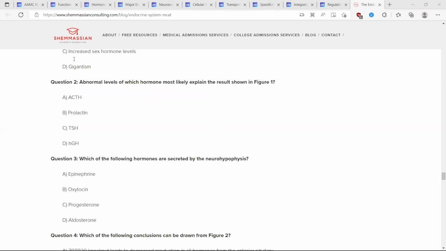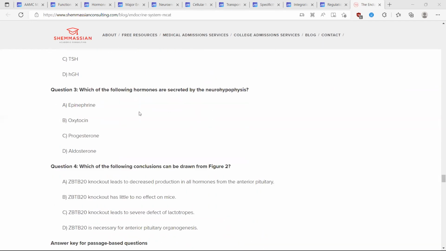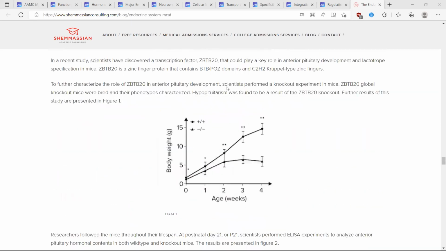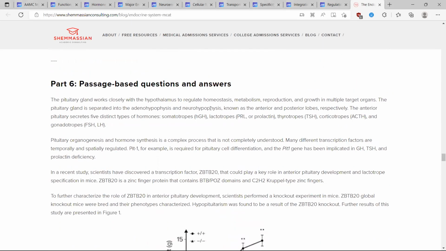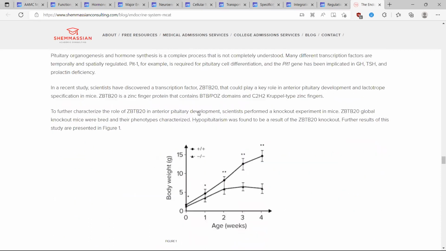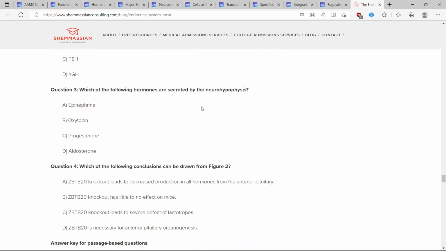All right, very good. So now we've got question 3. Which of the following hormones are secreted by the neurohypophysis? Again, another new terminology that they gave us, right? They said neurohypophysis is the posterior lobe, right? So this is a very simple discrete question. What hormone is secreted by the neurohypophysis, aka the posterior pituitary? Do you remember, of these 4, which of these is secreted by the posterior pituitary?